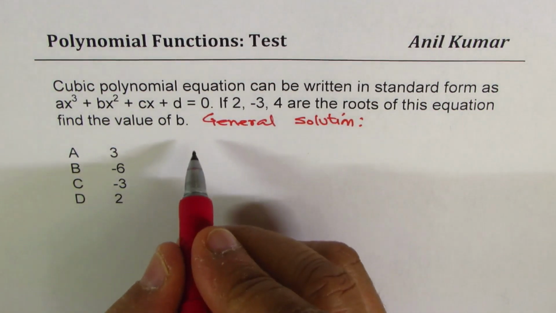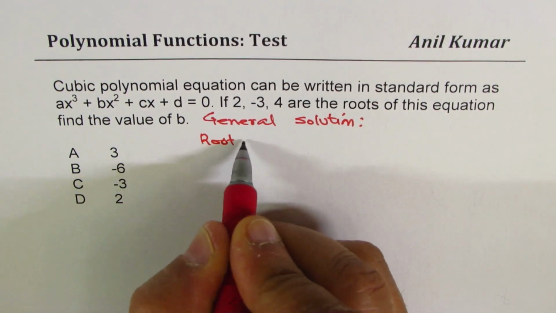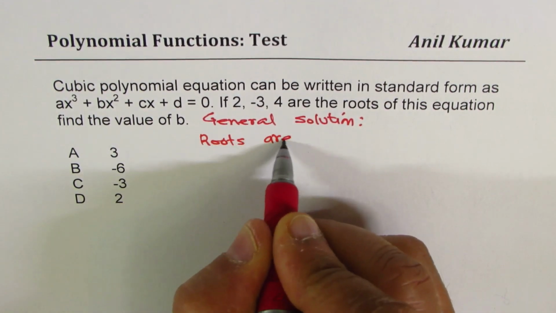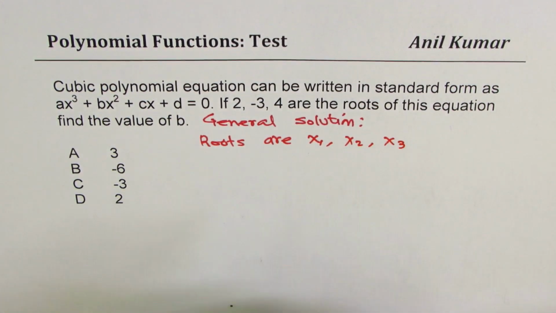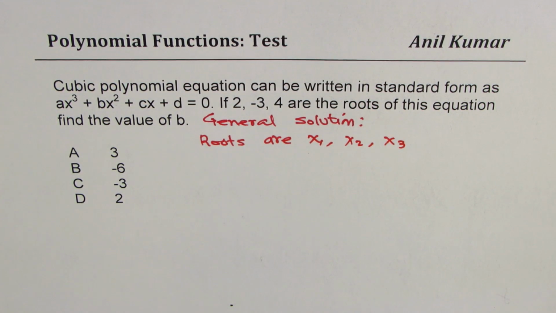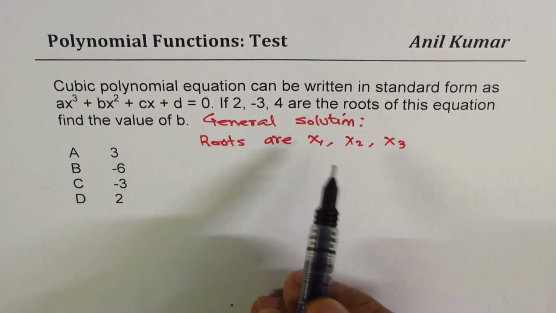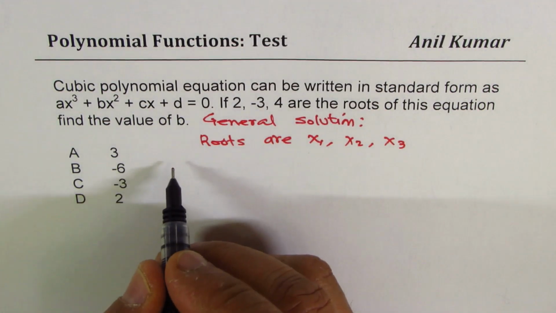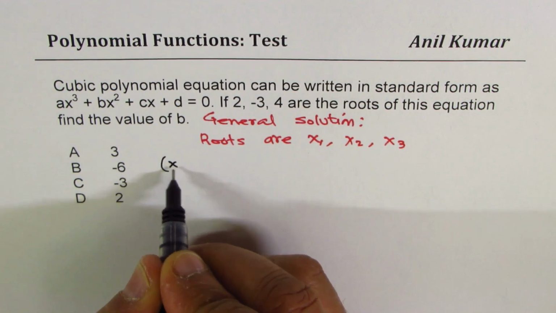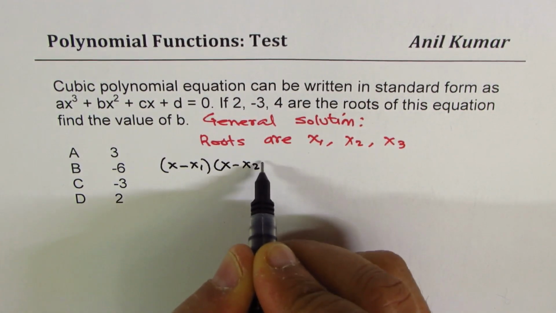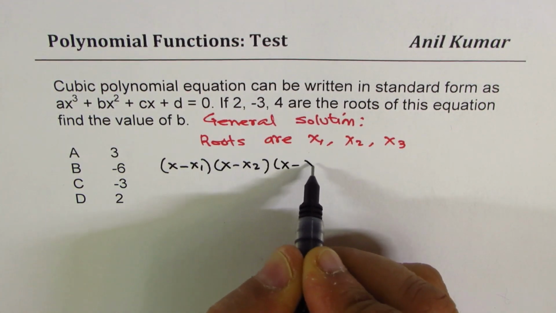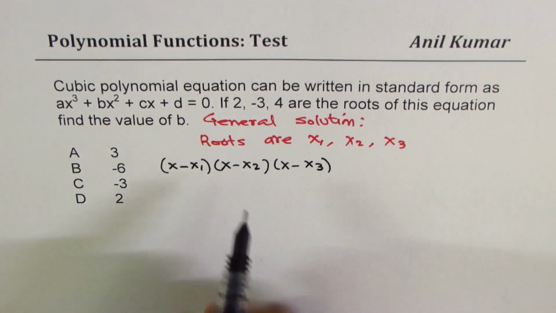Let us assume that the roots are x1, x2 and x3. So there are 3 roots for this polynomial function, and I'll provide you with a general formula which will help you answer such questions quickly. If these are the roots, then the function will be x minus x1 times x minus x2 times x minus x3, correct? Now let's expand.